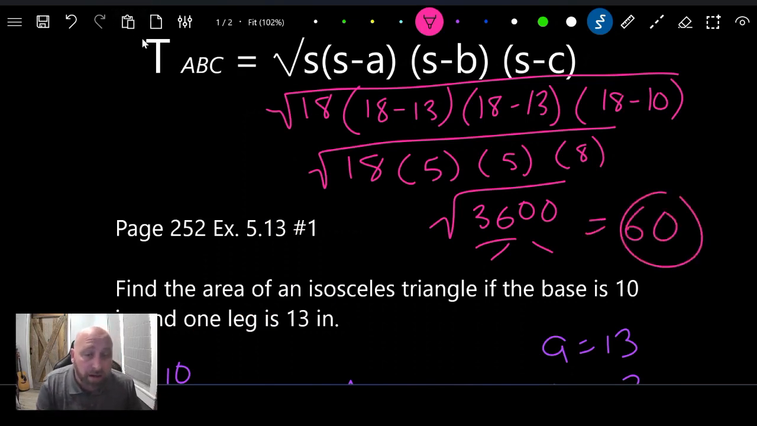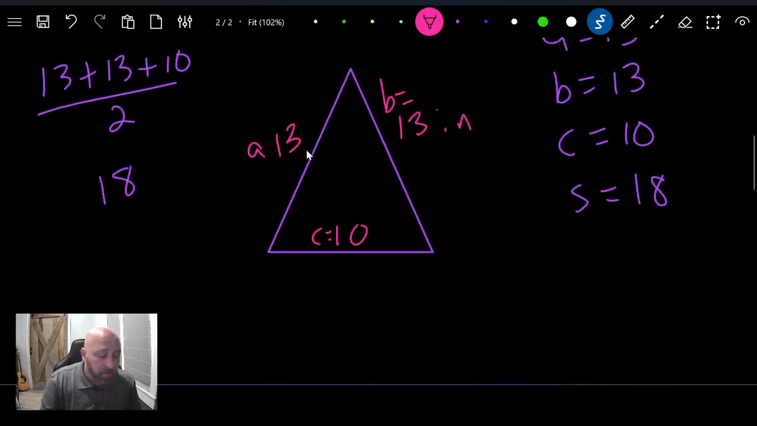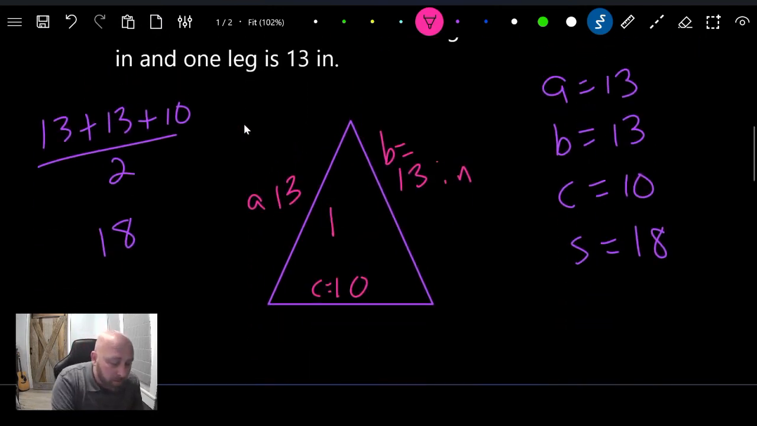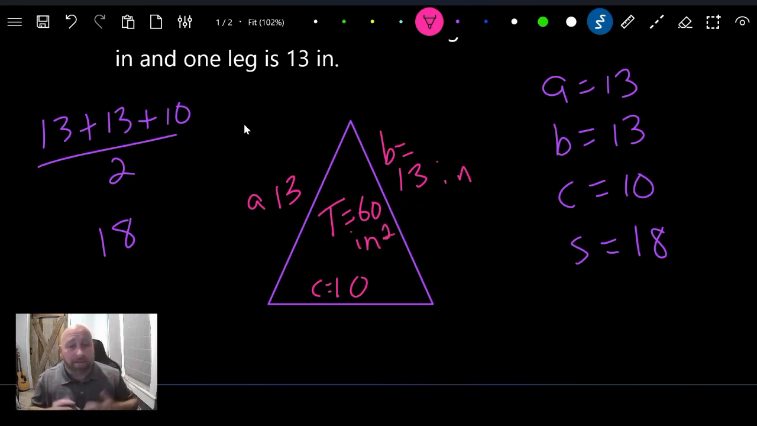In other words, our area of this triangle is going to equal 60. So you would do T equals 60. And that would be what? Units squared, so that would be inches squared. Now, again, there's other ways that you could do that. You could figure out what the altitude is, and you could put that into the other formula, but you will end up coming up to the same conclusion that the area of that triangle is 60 inches squared. Pretty cool formula.